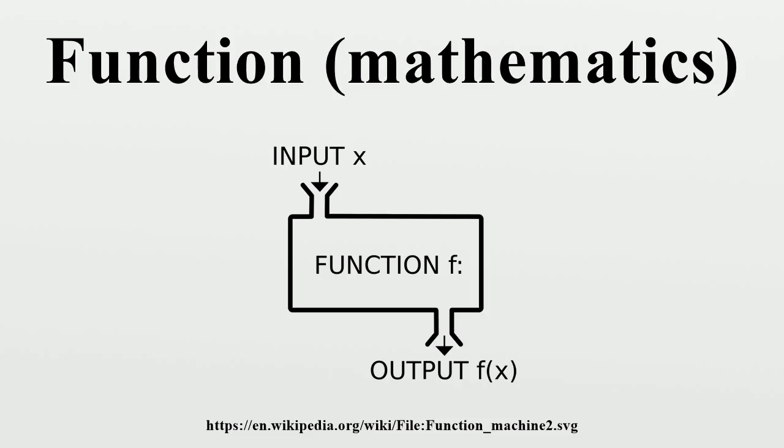In this example, if the input is -3, then the output is 9, and we may write f(-3) = 9. Likewise, if the input is 3, then the output is also 9, and we may write f(3) = 9. The input variable is sometimes referred to as the argument of the function. Functions of various kinds are the central objects of investigation in most fields of modern mathematics.